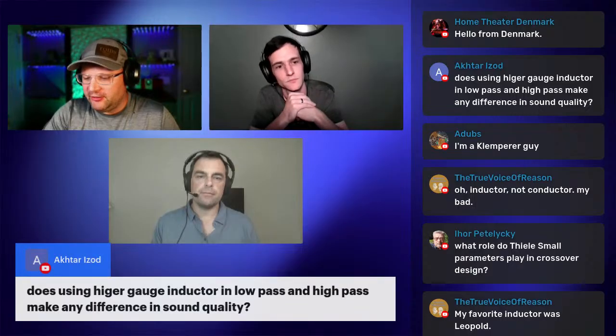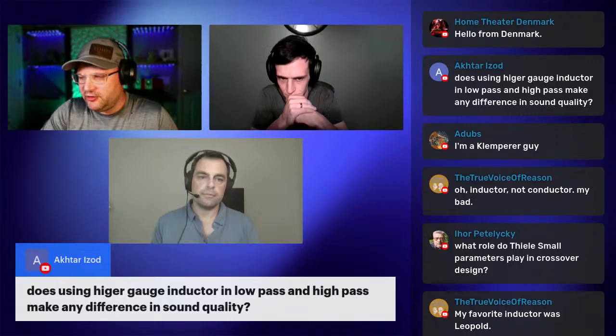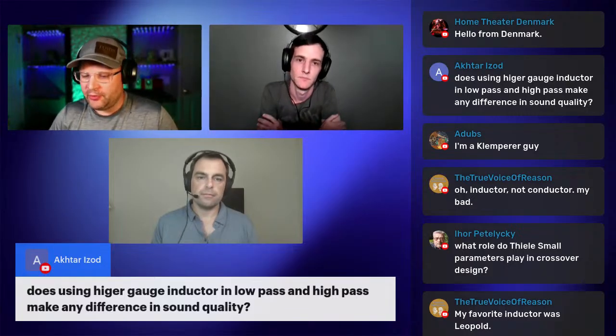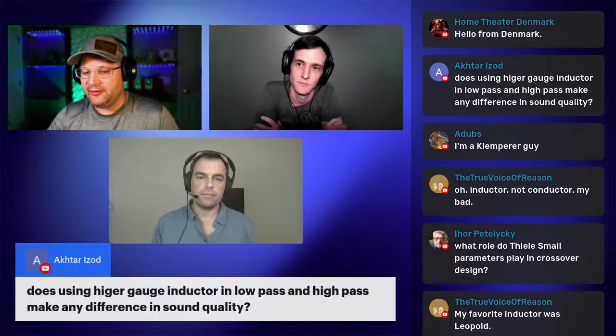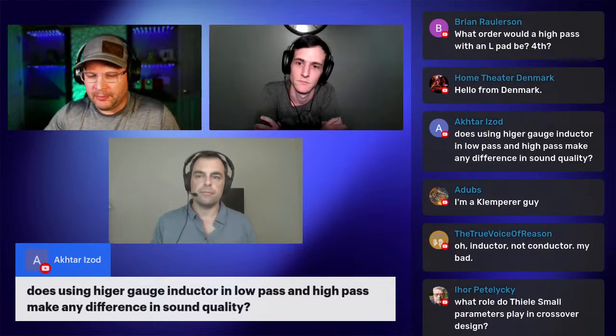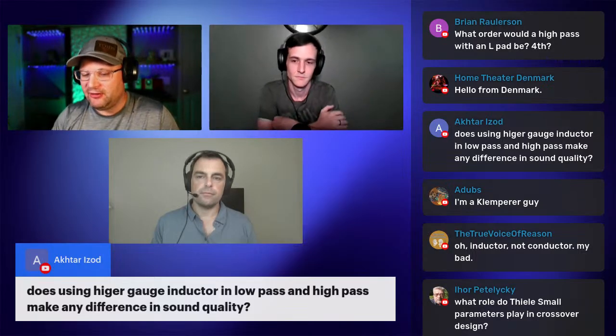So this is a great question, and I think a lot of people have it. Does the higher gauge inductor, and by the way, every crossover component has a wattage associated with it. Actually, it's usually a voltage. A wattage for resistors, voltage for capacitors. But does the higher gauge inductor in low pass and high pass make any difference in sound quality?